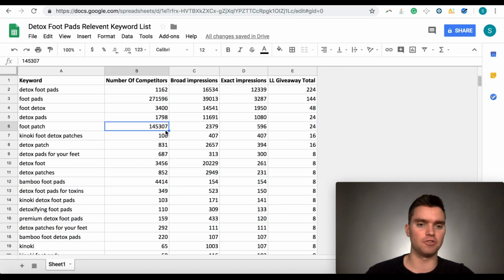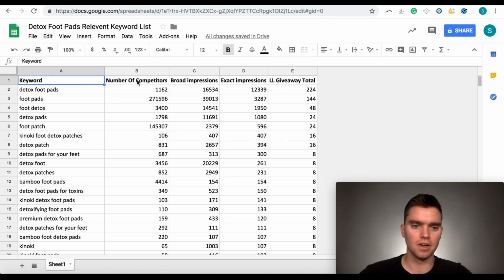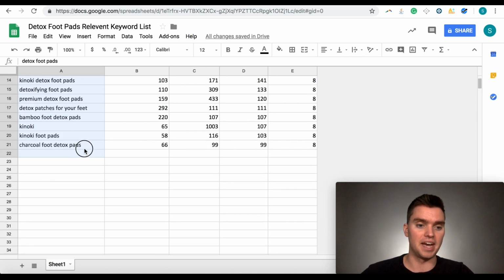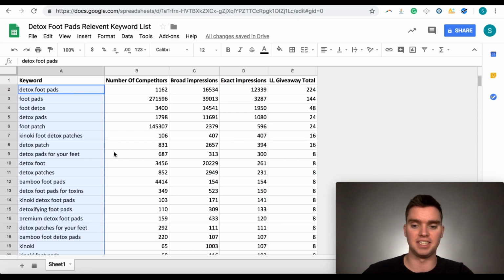Now you're left with the columns keyword, number of competitors, broad impressions, exact impressions, and last launch giveaway total. These are the most important columns to pay attention to in terms of PPC. For your first initial phrase match and exact match campaigns, this is what I would recommend using and testing.